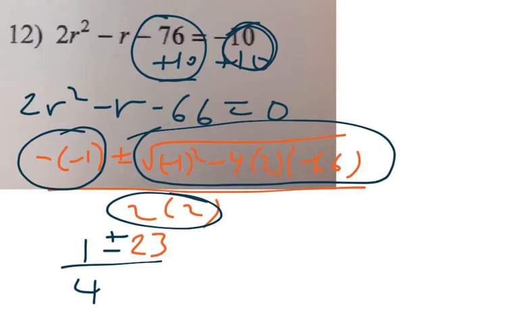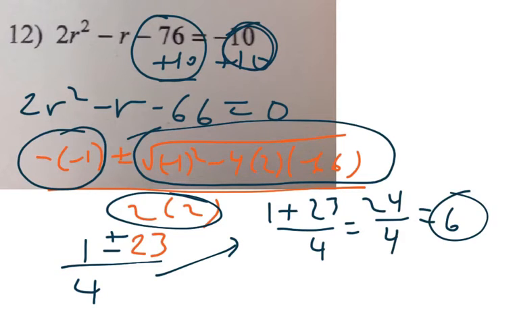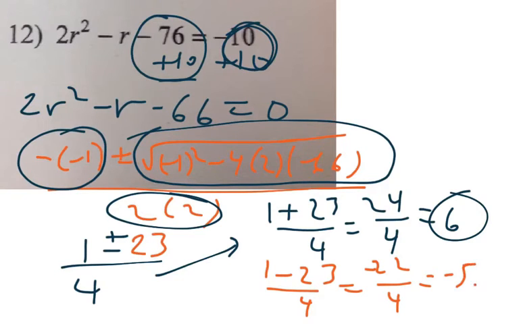I know that's 23. So my final answer is going to be 1 plus 23 divided by 4. That's 24 divided by 4, which is 6. And we're also going to do 1 minus 23 divided by 4. Negative 22 divided by 4. Again, use your calculators, guys, is negative 5.25. Let me be a little bit neater there. Negative 5.25. That's a little better, I guess.